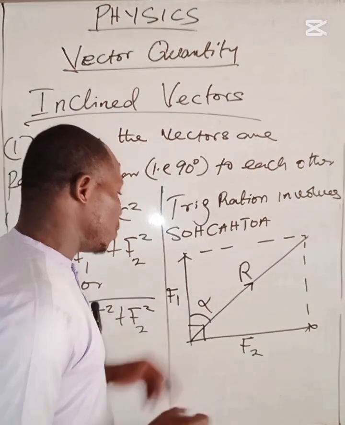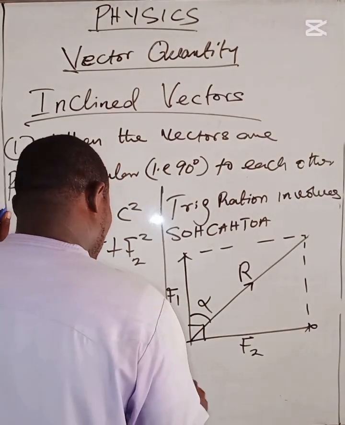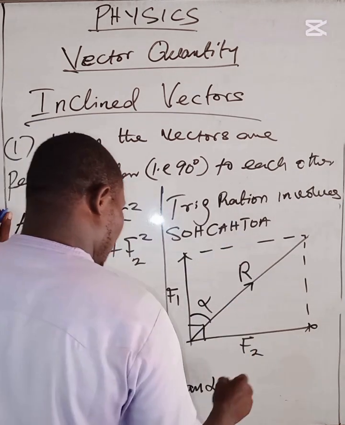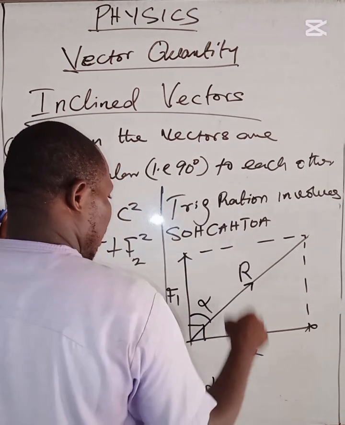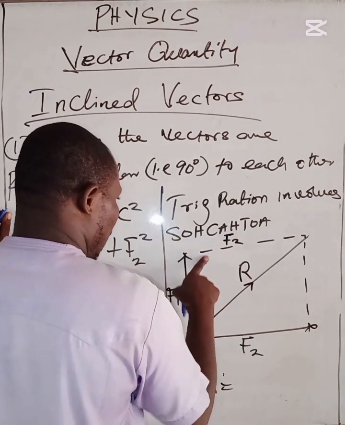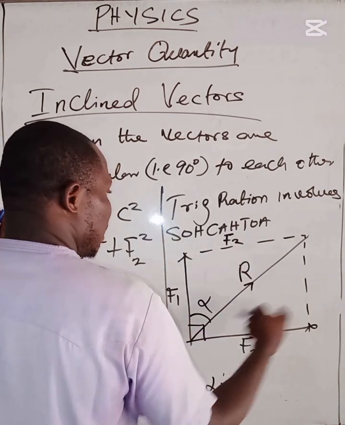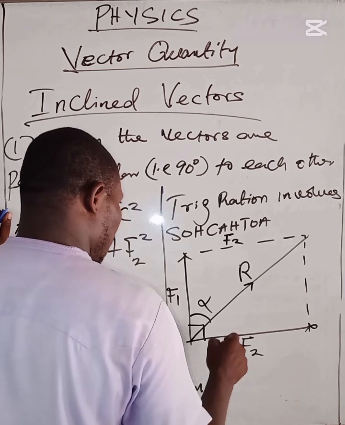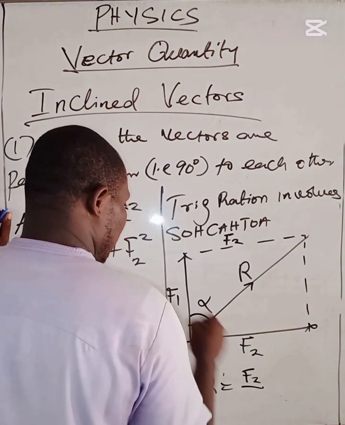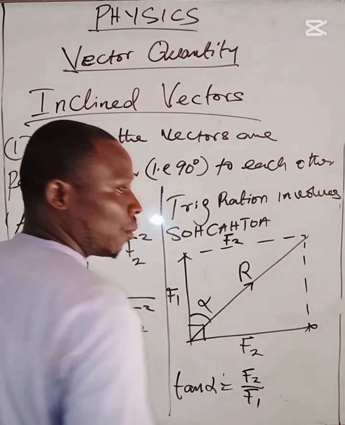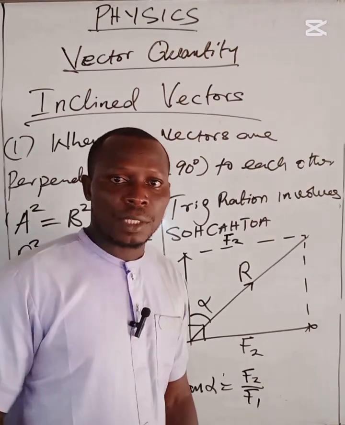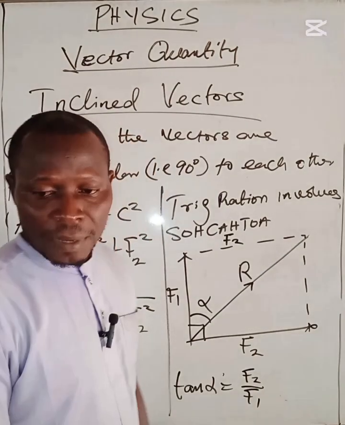So if I decide to use tan alpha here, tan is opposite over adjacent. The opposite here is F2. Here is also F2. If here is F1, here is also F1. So tan alpha is going to be opposite, that is F2, over adjacent, which is F1, to find the direction. So if you use this, you are going to find the direction.